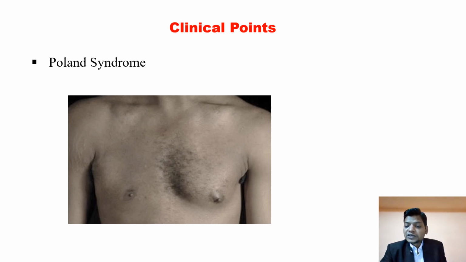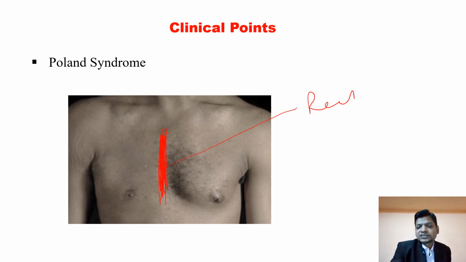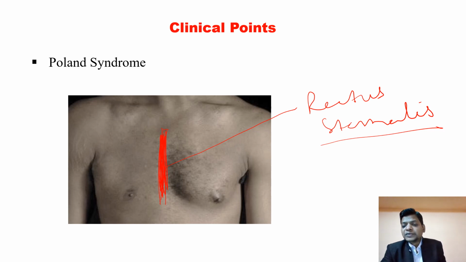One more important thing is sometimes we can get a small strip of muscle anterior to pectoralis major near the sternum, going down vertically. This is known as rectus sternalis. It is present in very few people. It may be an extension of rectus abdominis muscle in the thoracic wall. So these are some of the clinically relevant points.